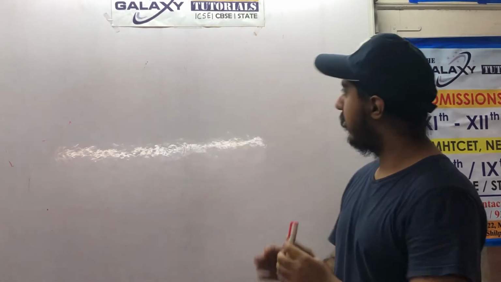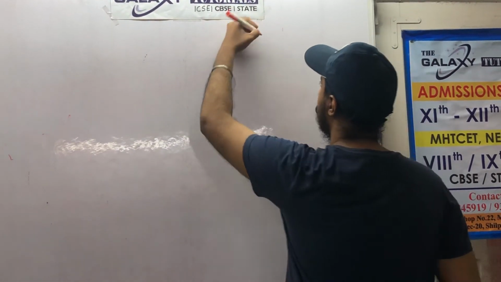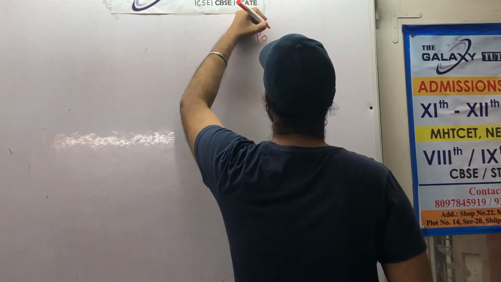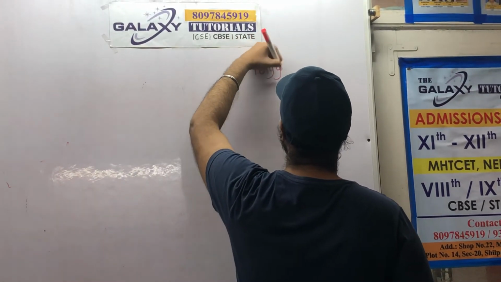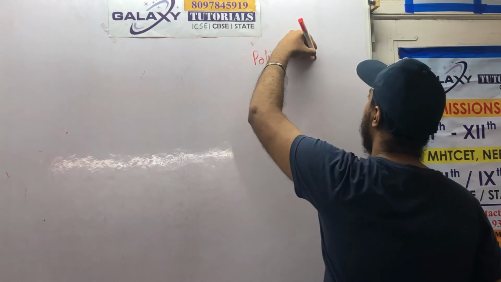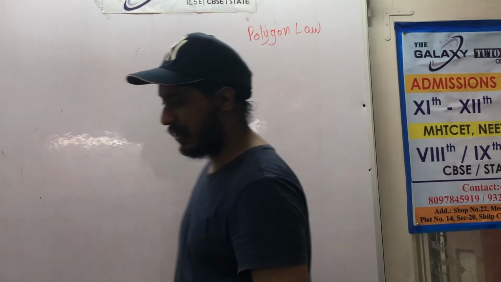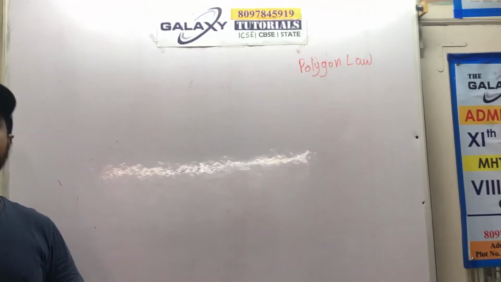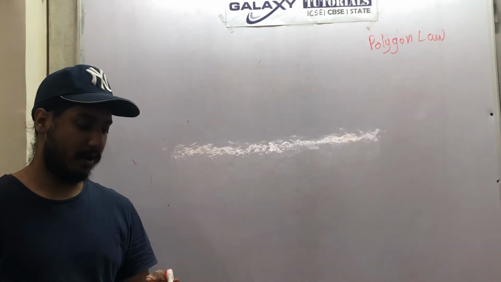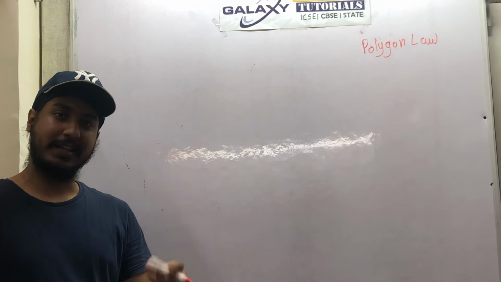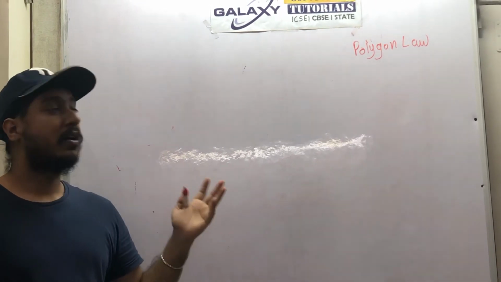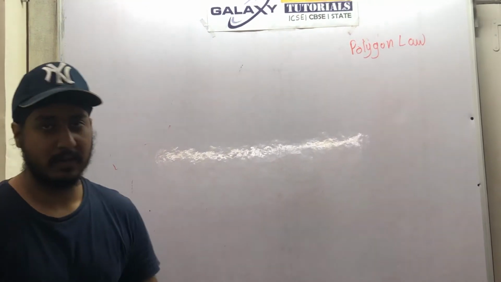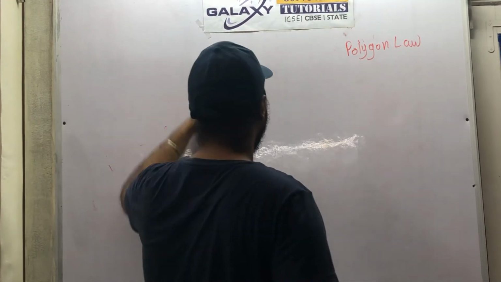Okay, next law is polygon law. This polygon law, and the parallelogram law also, are both extensions of the triangle law we have studied now. So where do we use polygon law?